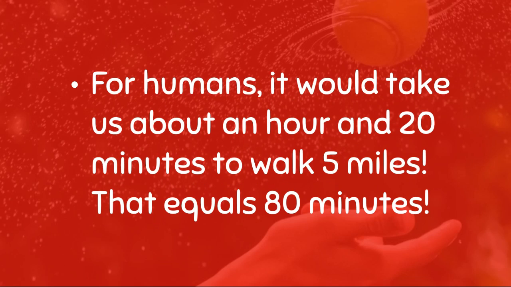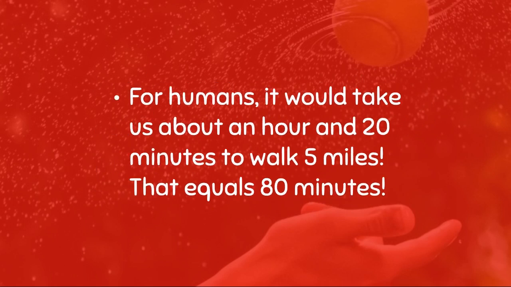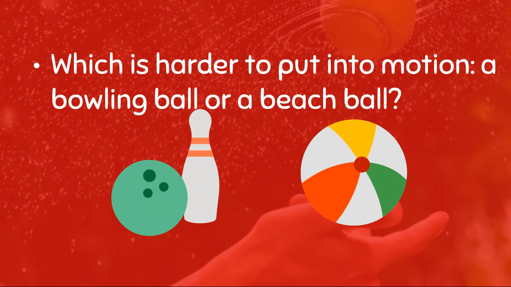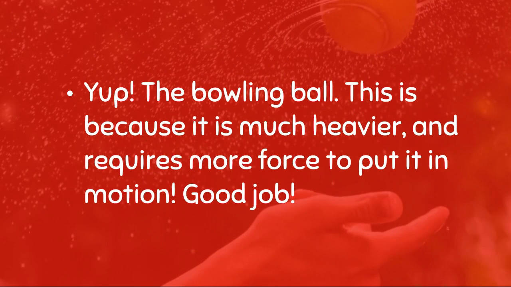So for humans, it would take us about an hour and 20 minutes to walk 5 miles, compared to the 10 minutes it takes cars to get 5 miles. That equals 80 minutes. So we take 70 more minutes than it does a car to get 5 miles. Which is harder to put into motion, a bowling ball or a beach ball? Yeah, definitely a bowling ball because it's much heavier and it requires more force to put it in motion. Good job.